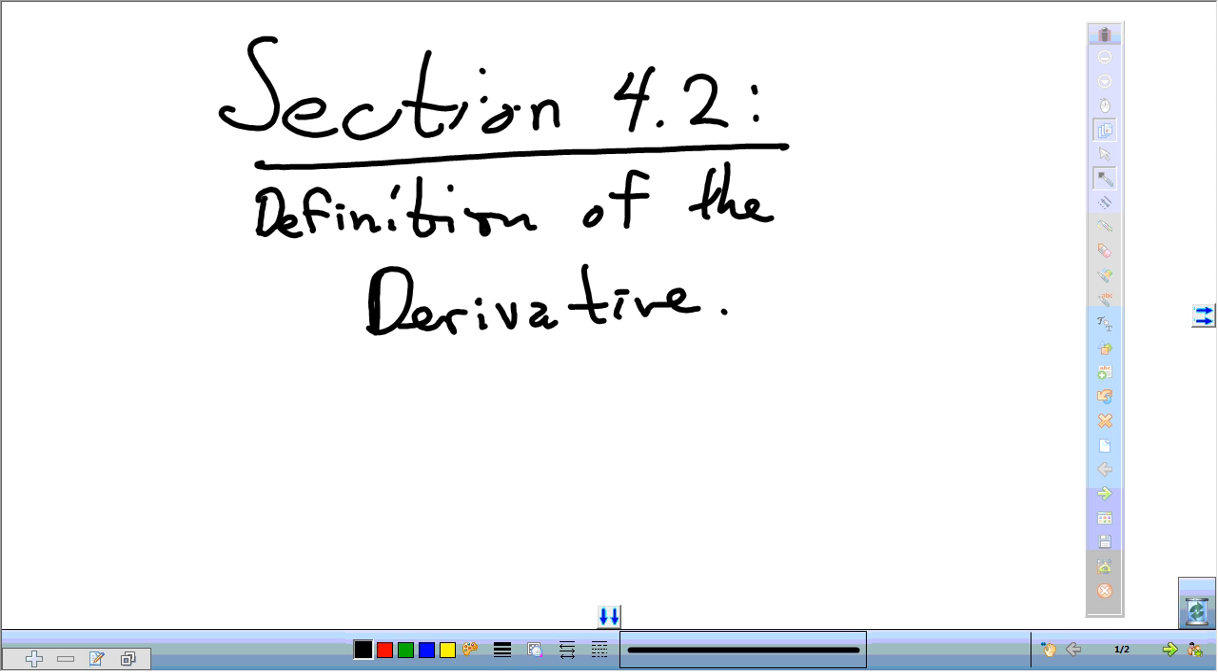Ready for section 4.2. I'm going to look at the definition of some creature called a derivative.